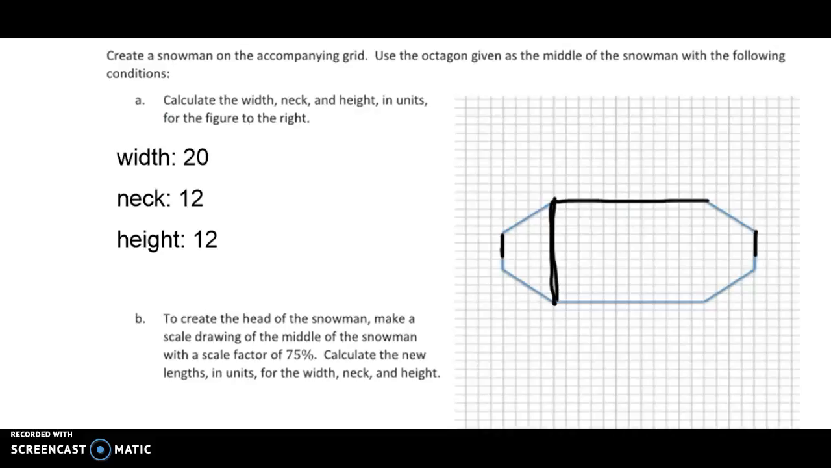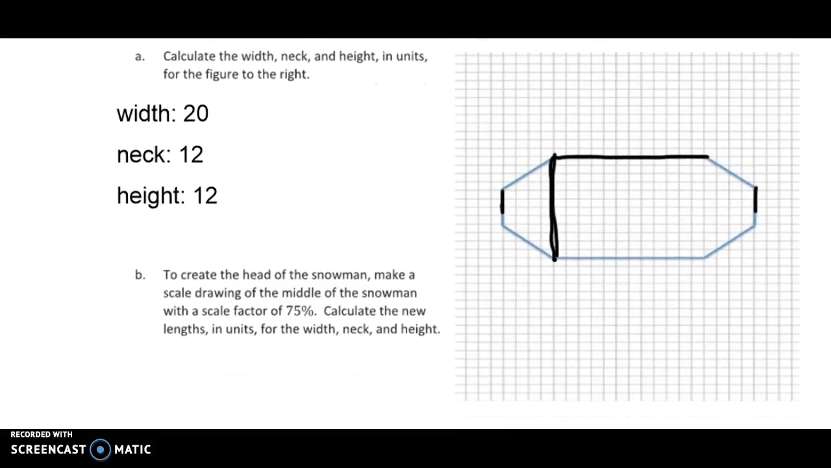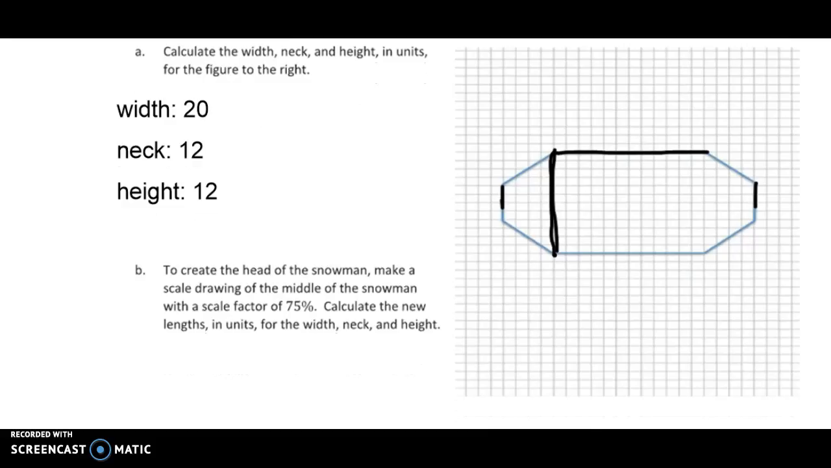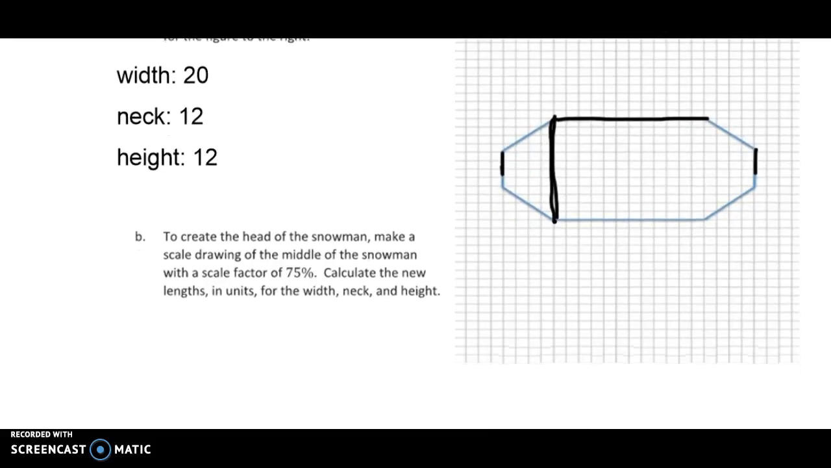Now letter B says to create the head of the snowman, right? So the one that's going to go on top of the body. Make a scale drawing of the middle of the snowman with a scale factor of 75%. Okay, so if it's going to be 75%, that tells me the head of the snowman is going to be smaller. That's what we would expect, or it's going to be 75% of the normal size here, right?